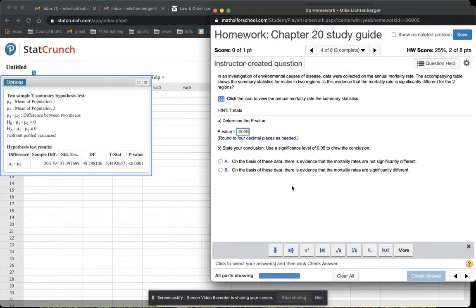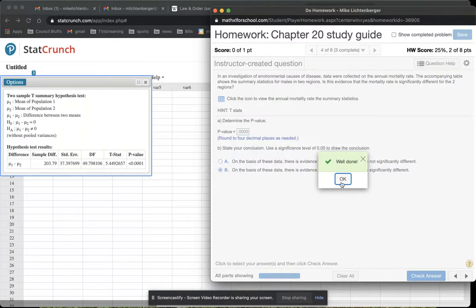Okay. State your conclusion. Use a significance level of 0.05 to draw the conclusion. So once again, my p-value is obviously less than 5%, which means this initial guess is false, which means this is true. So the difference is not equal to 0. So that means they are significantly different. There is a difference between the two.